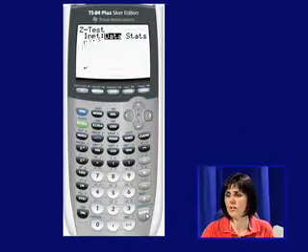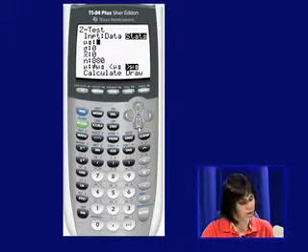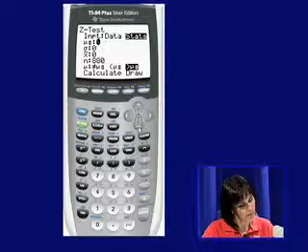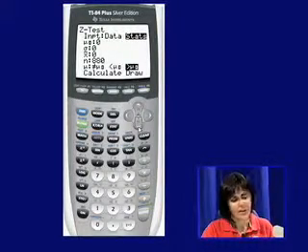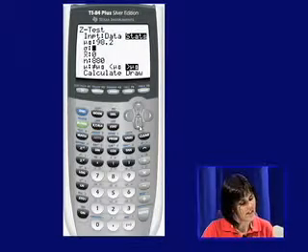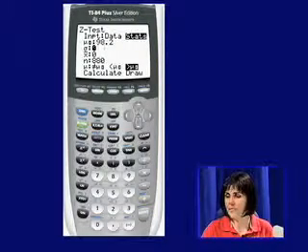So pick enter. At this point, you are supposed to enter the mu. And the mu, in this case, a mean of 98.2. So I enter 98.2. And sigma is known, and it is given as 0.62.